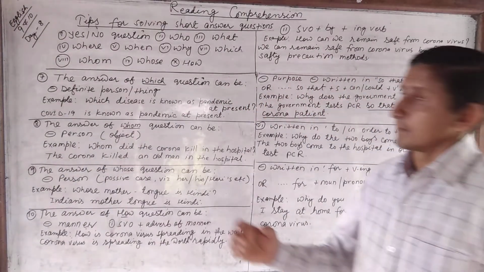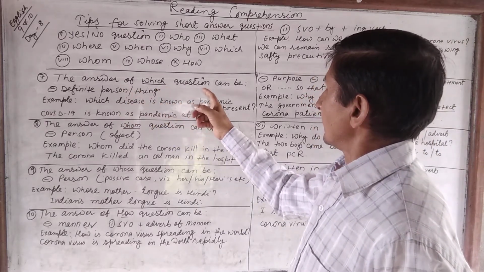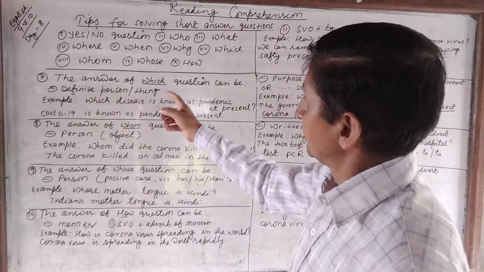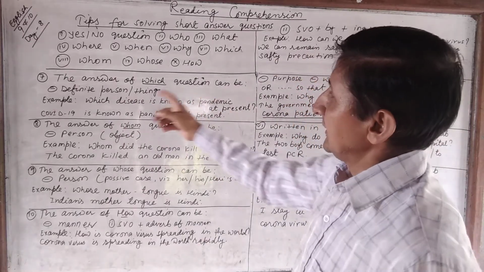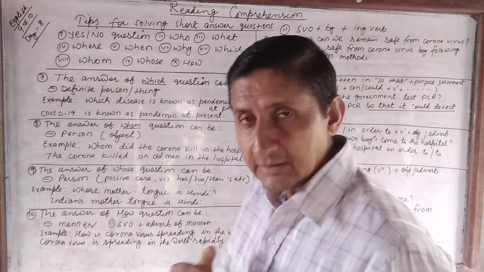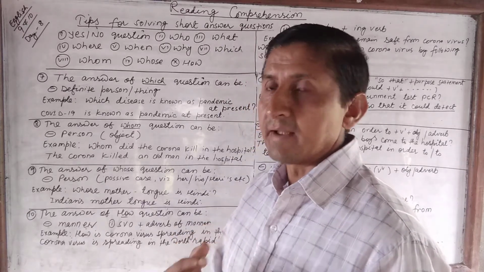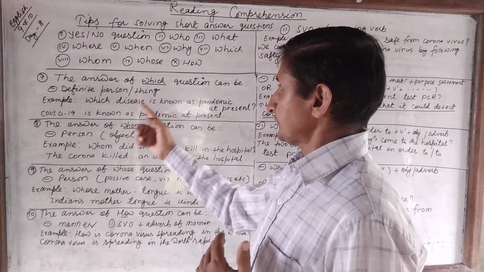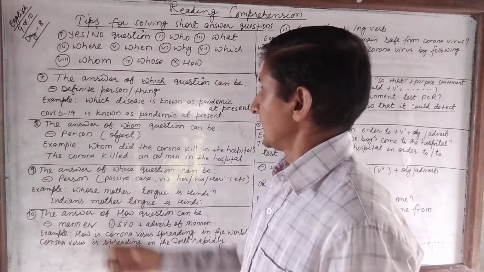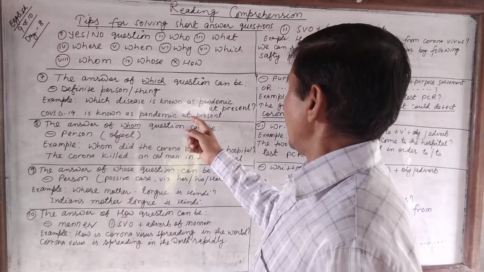Another WH question is which. The answer of a which question can be a definite person or thing. You have to find out the definite person or thing inside the passage while writing the answer to the which question. Which disease is known as pandemic at present? COVID-19 is known as pandemic at present.